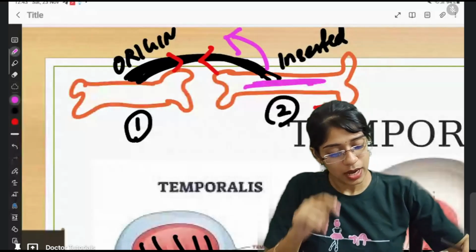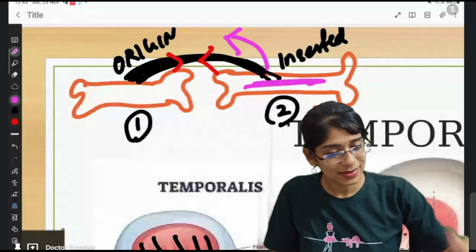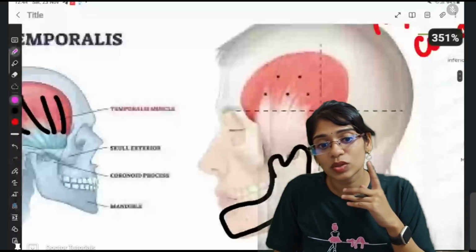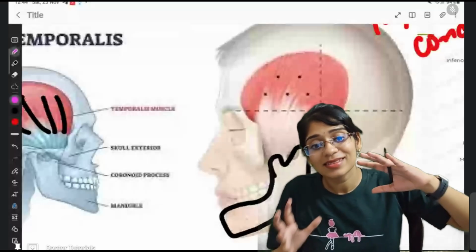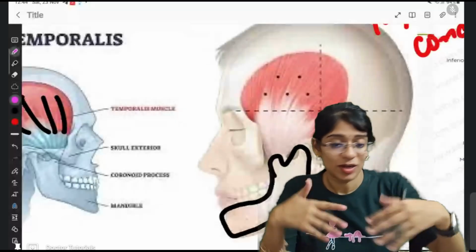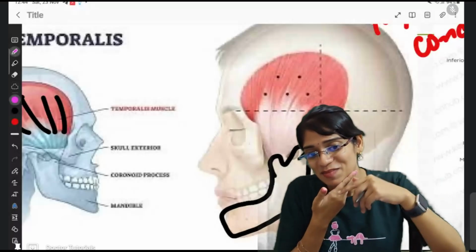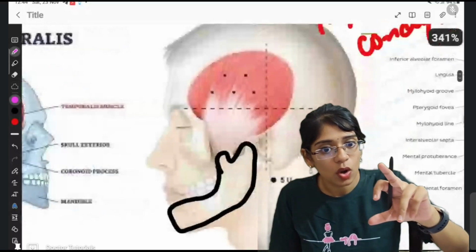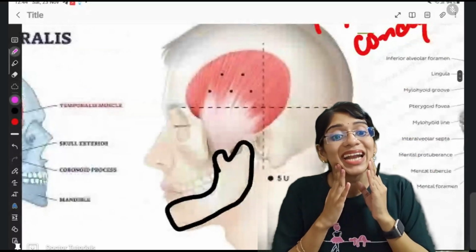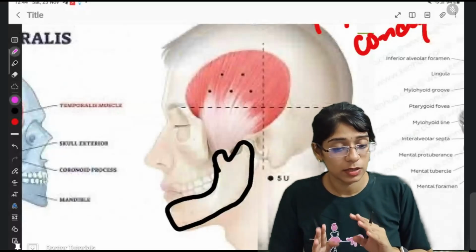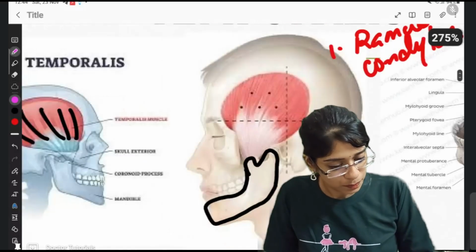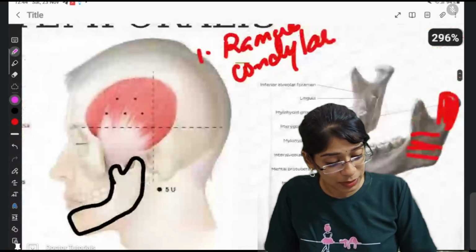Okay. Now, why did I tell you that? See, remember, this temporalis muscle is inserted to the mandible. Now when this muscle is contracting, it will cause the movement of the mandible. Now to which direction? That we will learn. So remember, I'll show in this picture.